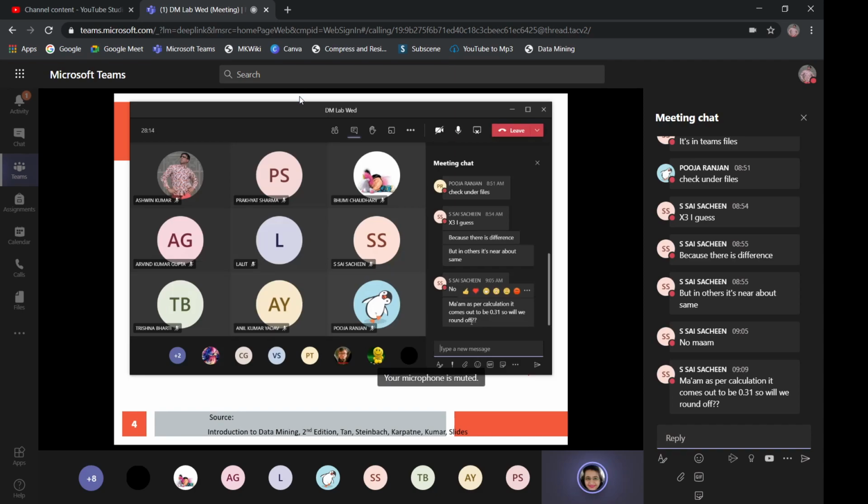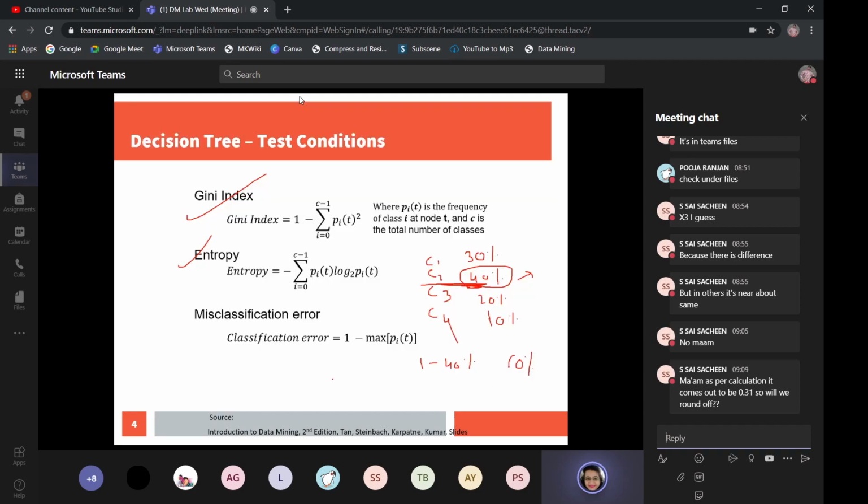No, we don't have to round off. Maybe I have written it something like this, but you should never round off. I would suggest that you take at least 3 decimal places to compute your answer, and never round off.